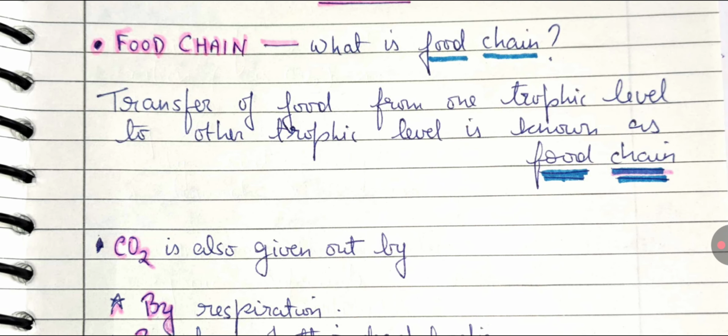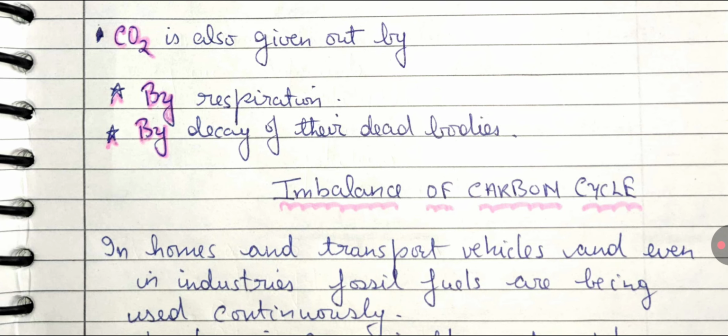Food chain. What is food chain? Transfer of food from one trophic level to other trophic level is known as food chain. Carbon dioxide is also given out by respiration, by decay of the dead bodies of animals, etc.